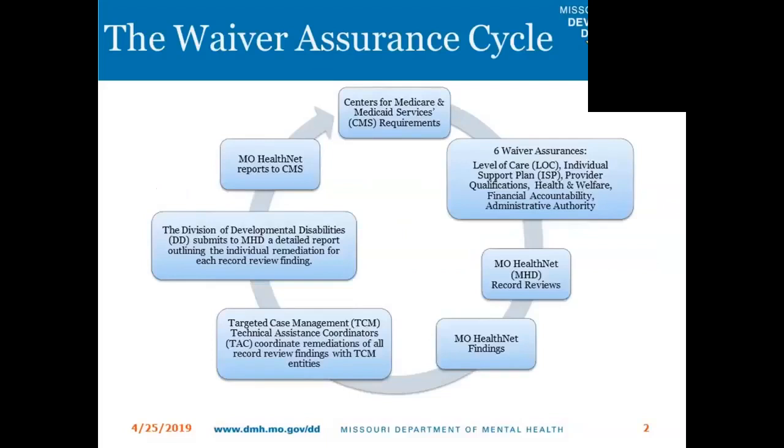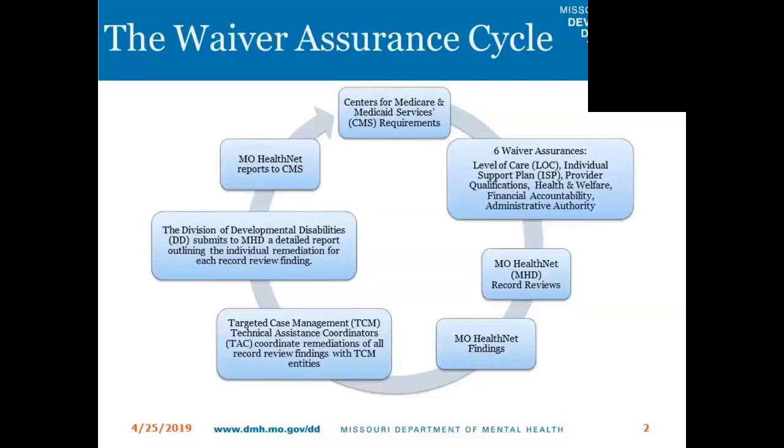Let's start with explaining the waiver assurance cycle and how record reviews fit in this process. We will be discussing each of these components in greater detail in the following slides. You can refer back to this slide to understand how each component fits into the waiver assurance cycle. This is one component of the overall quality framework to meet the waiver assurances, and this component is MoHealthNet's process.